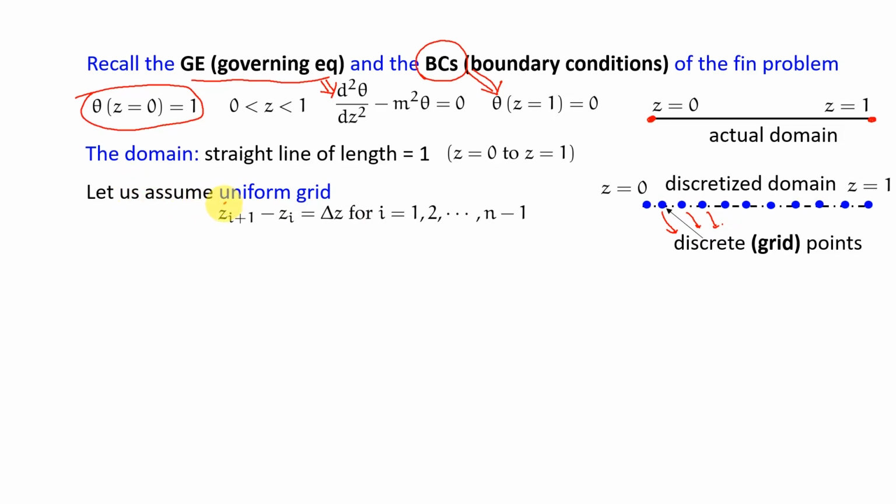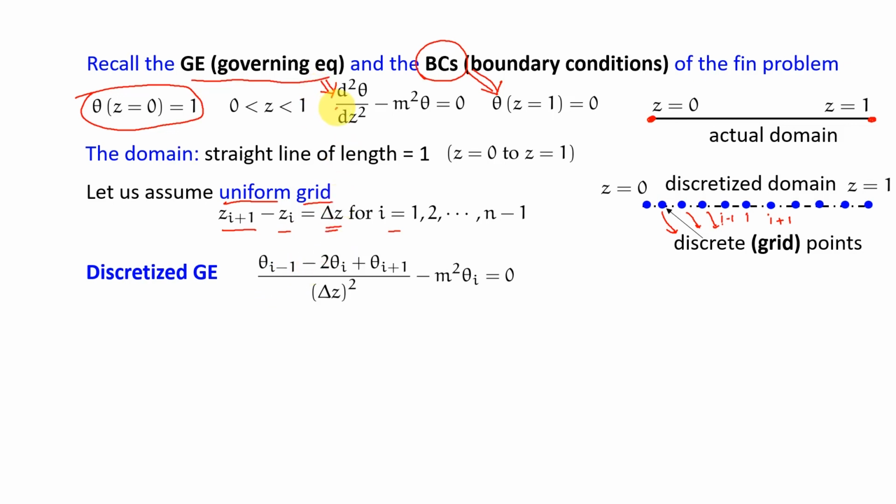Under the assumption of uniform grid size, z i plus 1 minus z i is delta z for all i. So if this is i, this is i plus 1, and this is i minus 1, the difference between two consecutive grid points will always be the same, delta z. Under such a situation, we would like to discretize the differential equation. Let's see how we can do that.